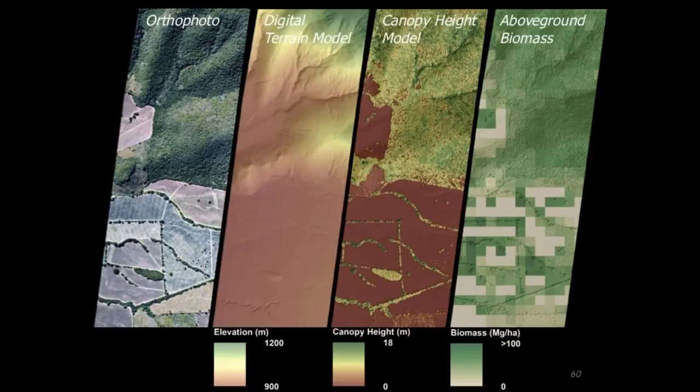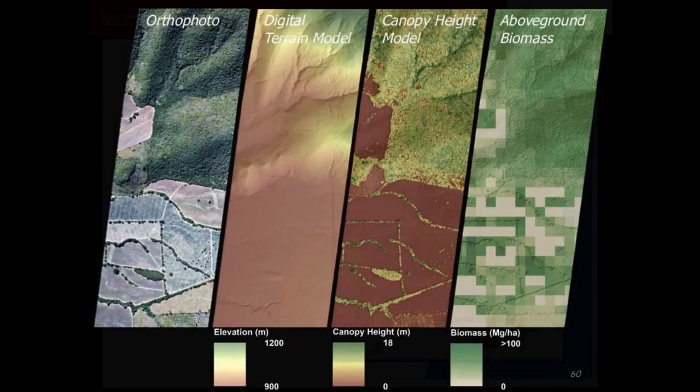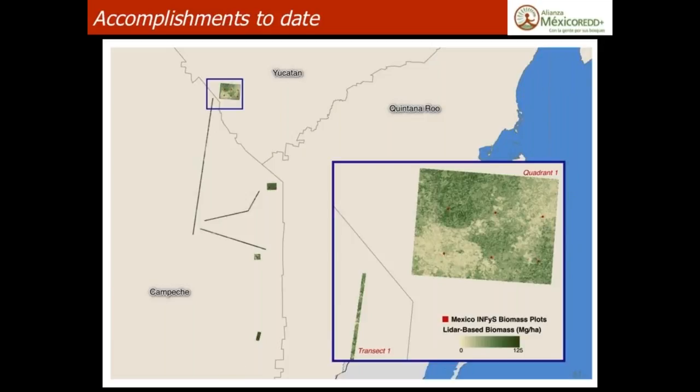Next. Here's an example of what that looks like for the Yucatan acquisition. Maps of biomass, you can see the individual plots that went into producing the model, the 671 plot model. So we can generate these relatively high resolution maps of biomass for the entire acquisition. And we can stop there if we want.